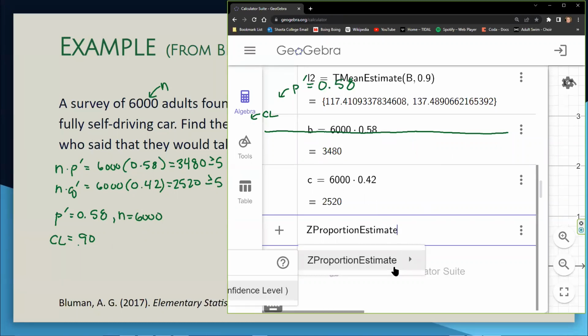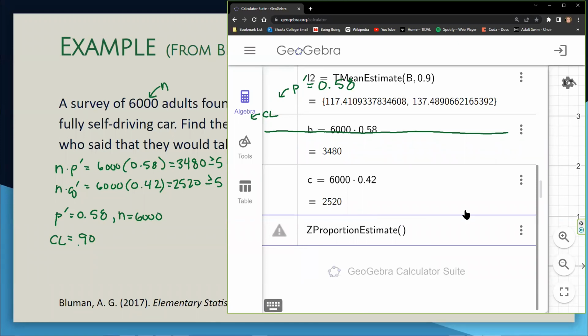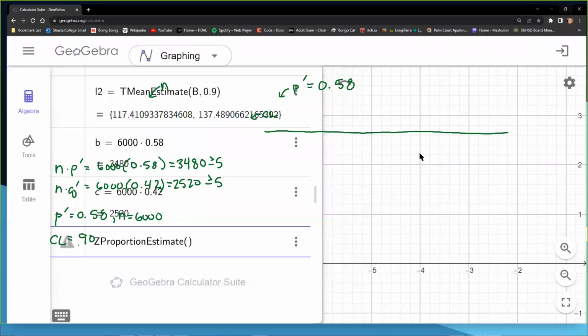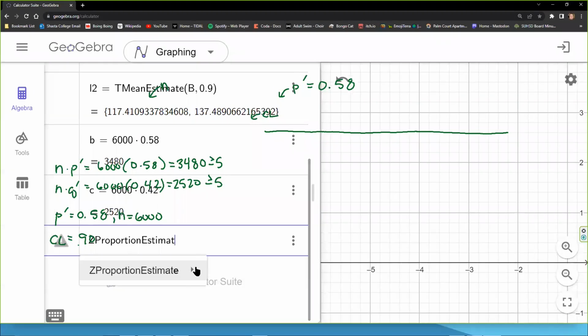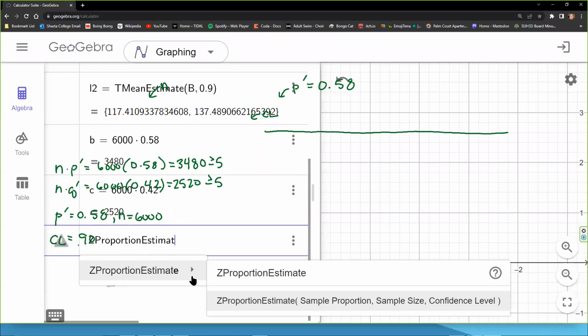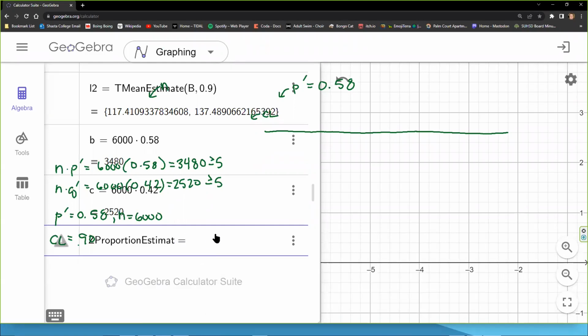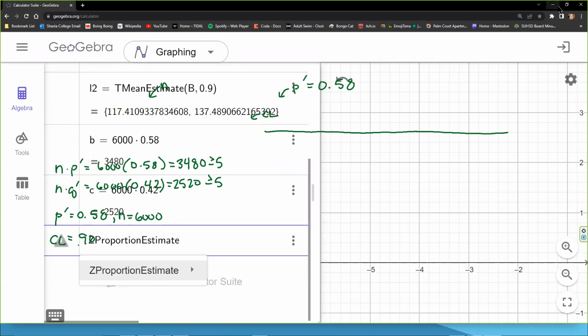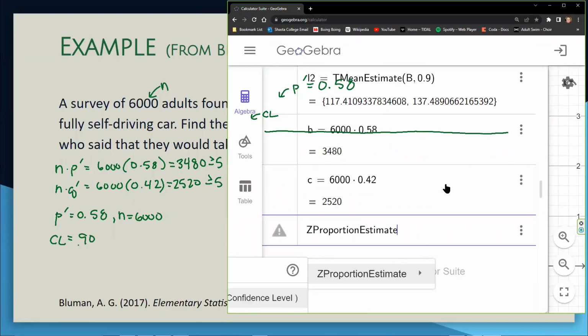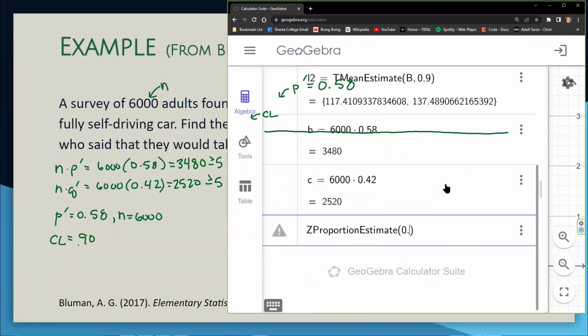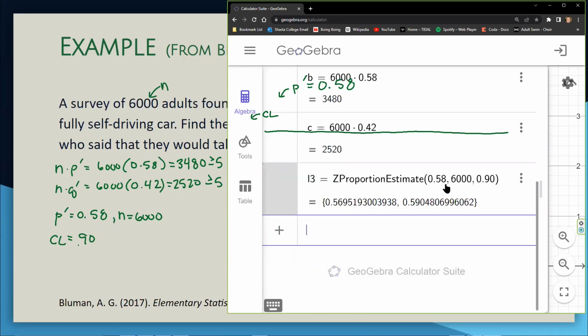And the calculator reminds us we want, what do we want? Let's check. What is it asking for again? Sample proportion, sample size. So P prime, N and confidence level. So P prime is 0.58. Sample size is 6,000. Confidence level is 0.90.